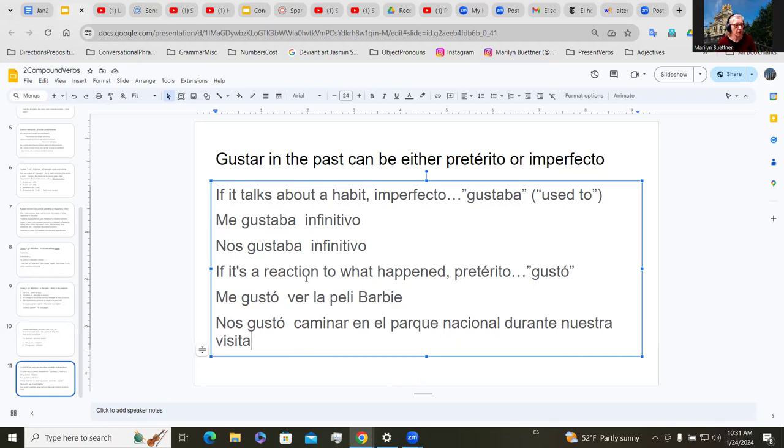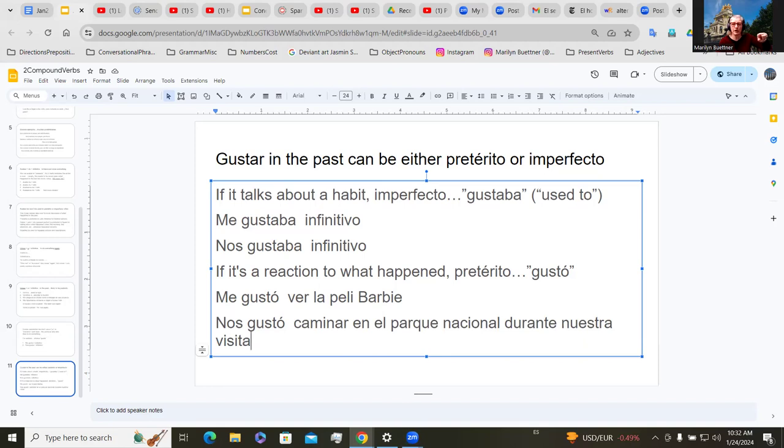Así. So we're talking about habits in the past, and this would be about a reaction to something that happened, but it happened probably once or maybe a very countable number of times. Something that had a definite endpoint. But not really like acabar de, because I could have visited that national park 10 years ago, and then acabar de doesn't make any sense to use, because 10 years ago is too far in the past to use it as an acabar de. See? Entienden? Make sense?